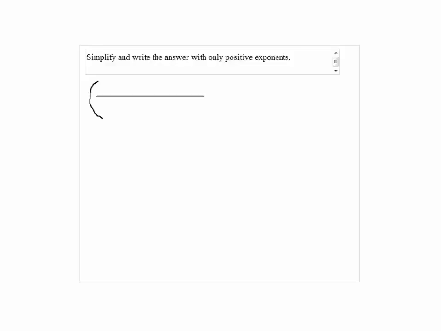Simplify and write the answer with the positive exponents. At the top of the fraction we have 4 a to the power of minus 2 b to the power of minus 5 c to the power of 5.